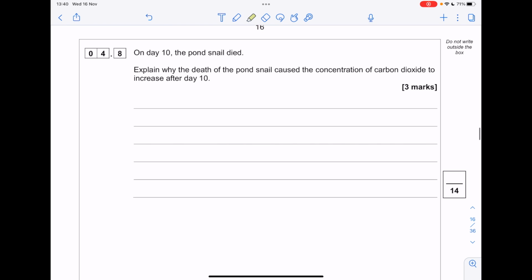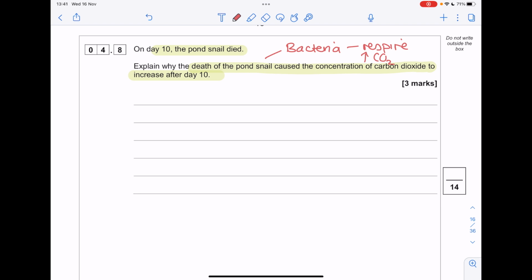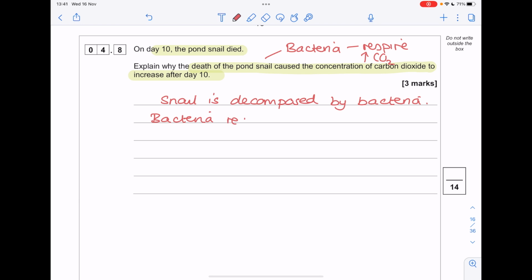On day 10, the pond snail died. That's horrible. Explain why the death of the pond snail caused the concentration of carbon dioxide to increase after day 10. So what would benefit from the death of the pond snail? Bacteria feeding on it, which are also respiring and therefore releasing carbon dioxide. So the snail is decomposed by bacteria. Bacteria respire, releasing carbon dioxide. And that is enough for 3 marks.